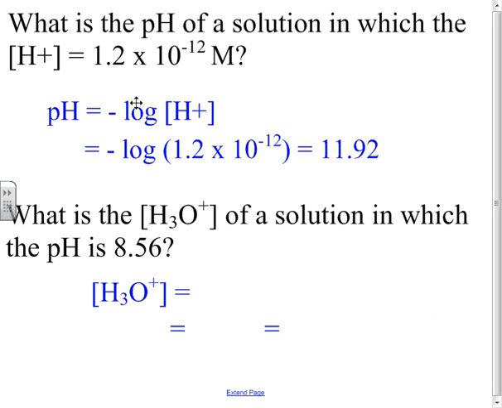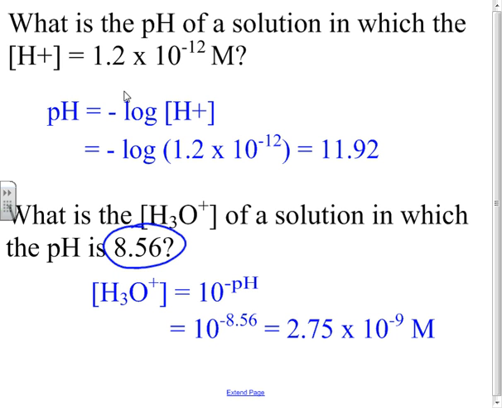The converse of that equation: what is the hydronium or hydrogen ion given the pH of 8.56? You need to remember that the hydronium ion is 10 to the negative pH, and so since the 8.56 is the pH, we just have to substitute that in. Hydronium ion equals 10 to the negative pH, 10 to the negative 8.56, which gives us 2.75 times 10 to the minus 9th.